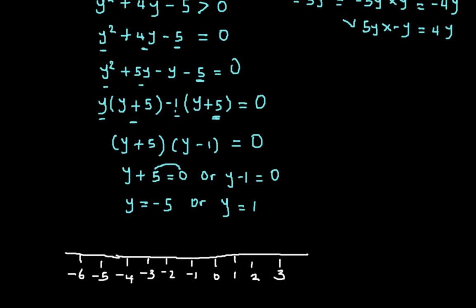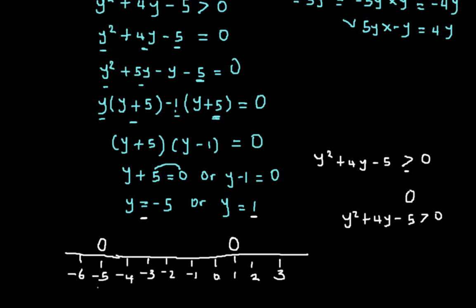Does this make sense? Now don't forget the inequality. The inequality is y squared plus 4y minus 5 greater than 0. And since it's just ordinary greater than, it means that we have an open knot. So we represent y equals minus 5. We come on top of minus 5 and we draw an open knot. And then we have y equals 1. We come on top of 1 and we draw an open knot. Now we go to the third step, which is to test.